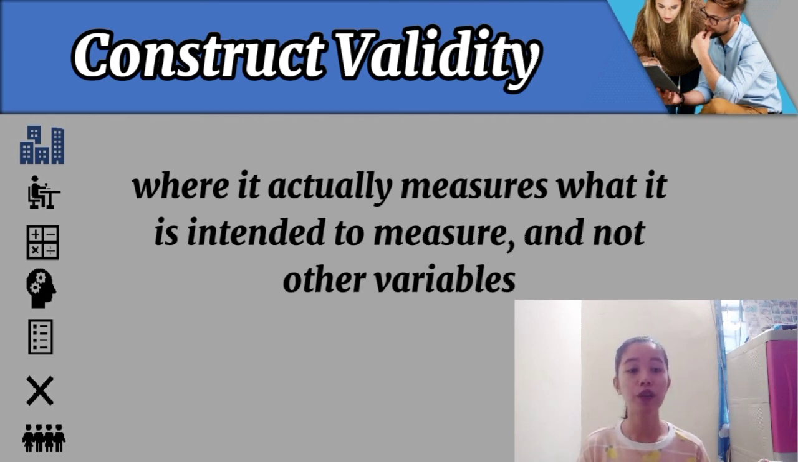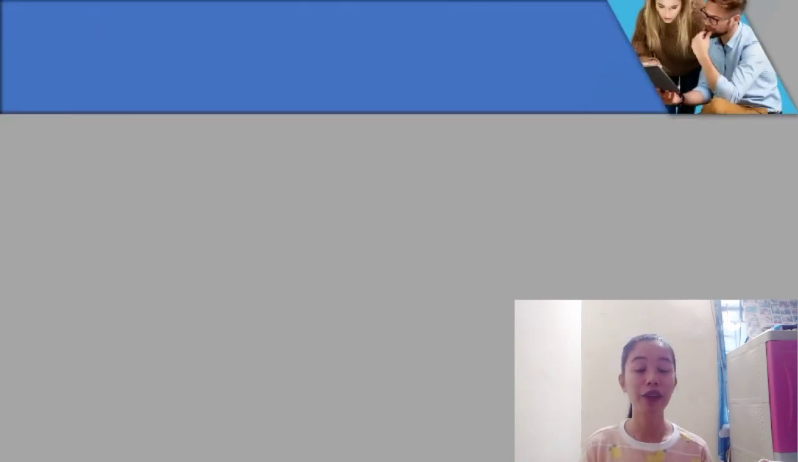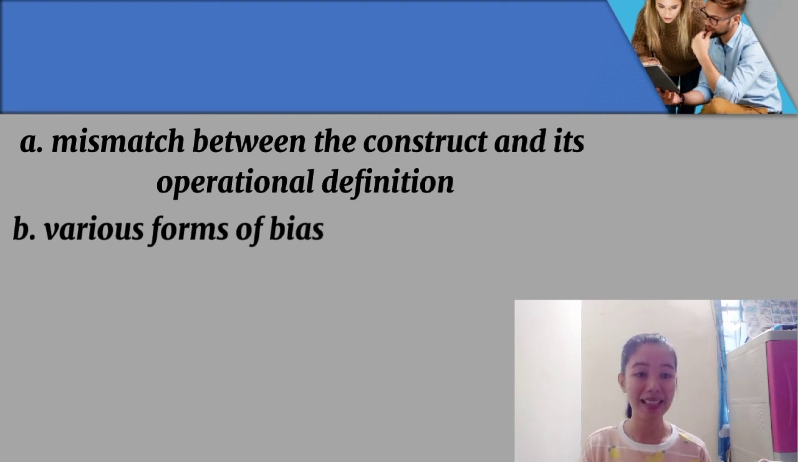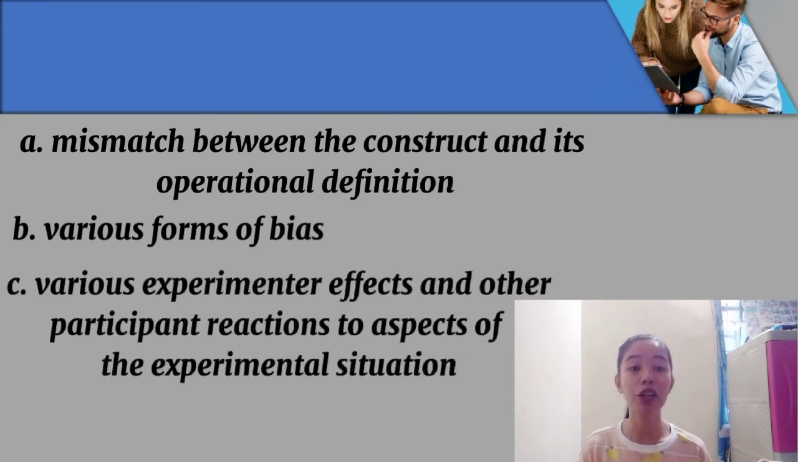For example, if a researcher develops a new questionnaire to evaluate respondents' level of aggression, the construct validity of the instrument would be the extent to which it actually assesses aggression, as opposed to assertiveness, social dominance, and so forth. So, a variety of factors can threaten the basic construct validity of an experiment, including first, the mismatch between the construct and its operational definition, various forms of bias, and lastly, various experimenter effects and other participant reactions to aspects of the experimental situation.